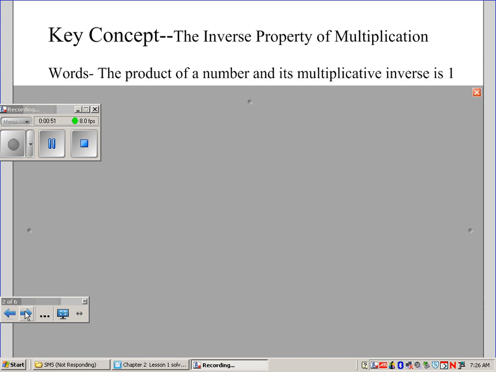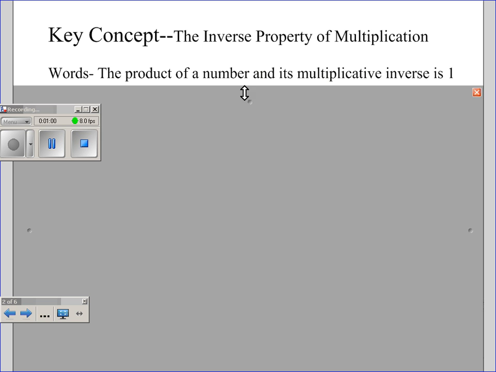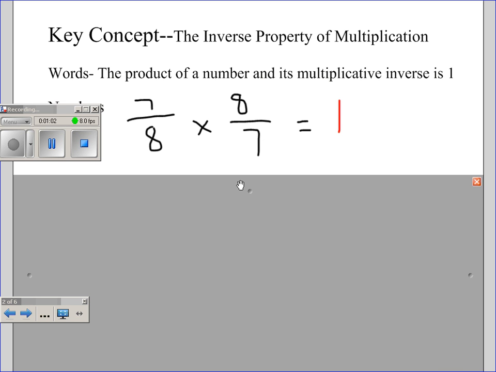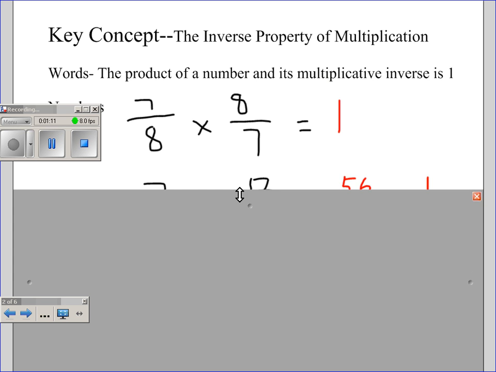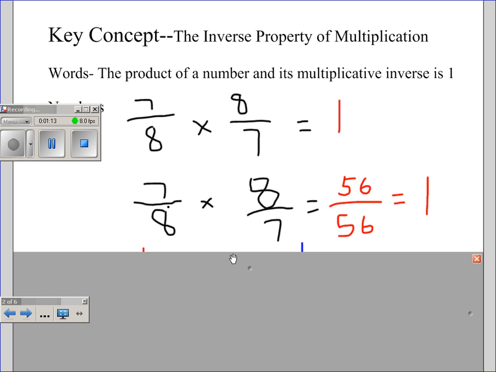Okay, the key concept for this lesson is the inverse property of multiplication. That is where the product of a number and its multiplicative inverse is 1. Here's an example. You multiply 7/8 by its inverse, which is 8/7. You would get 1. Another way to show this is you multiply top times top, bottom times bottom. 7 times 8 is 56. 8 times 7 is 56. 56/56 is 1.